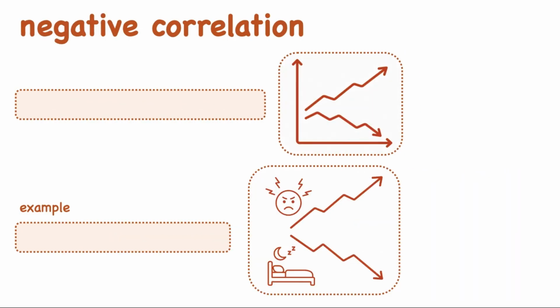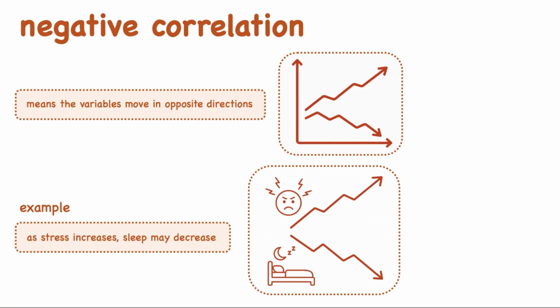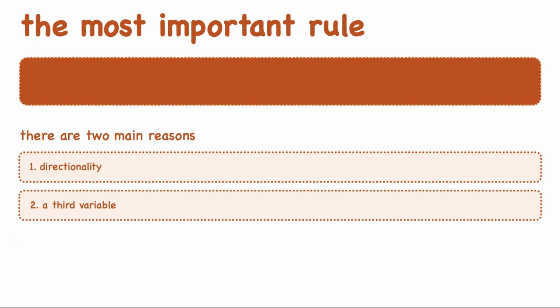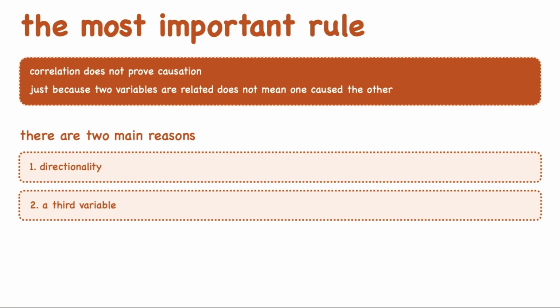A negative correlation means the variables move in opposite directions. For example, as stress increases, sleep may decrease. The most important rule is correlation does not prove causation. Just because two variables are related does not mean one caused the other.